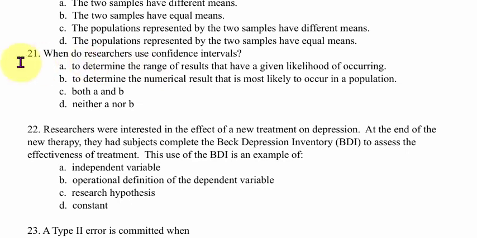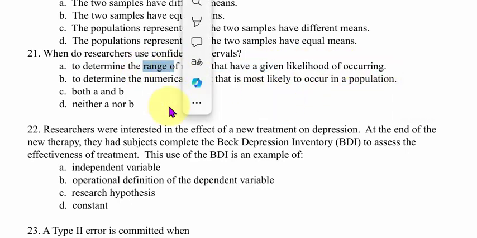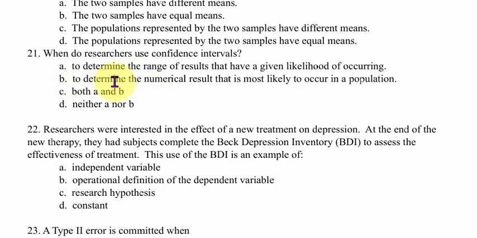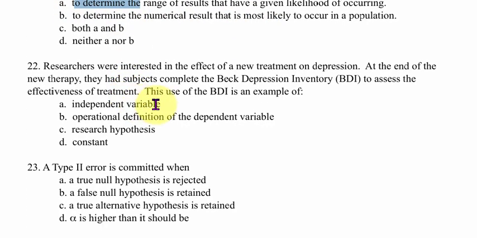All right. 21. When do researchers use confidence intervals? So A, to determine the range of the results given likelihood. The word is range. That's the trigger word. I think that's the right one. B, to determine a numerical result that is most likely to occur. No, that's not right. So it has to be A. 22.